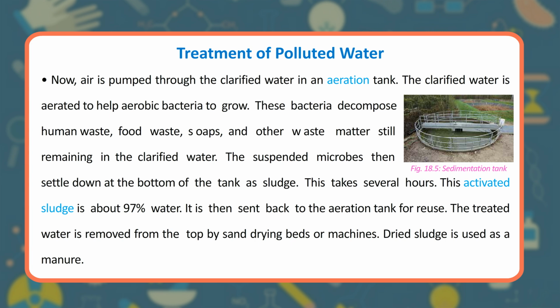The suspended microbes then settle down at the bottom of the tank as sludge. This takes several hours. This activated sludge is about 97% water. It is then sent back to the aeration tank for reuse. The treated water is removed from the top by sand drying beds or machines. Dried sludge is used as a manure.